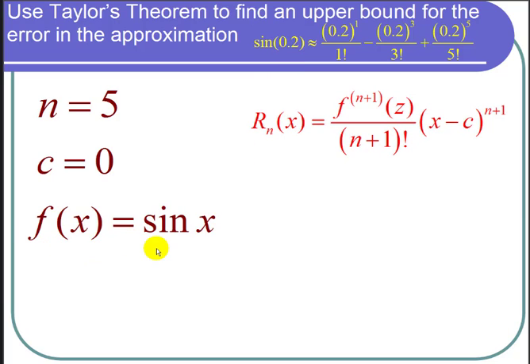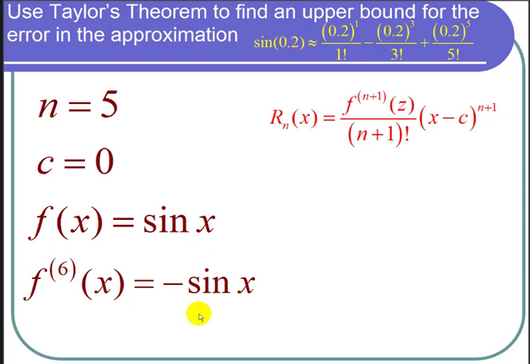The function is sine of x. So f of x equals sine of x. And we need the n plus first derivative. n is 5, so we need the sixth derivative of our function f. So the first derivative is cosine of x. The second derivative is negative the sine of x. And then we can continue taking derivatives, and I'll let you think about that and work that out. And what I got when I took the sixth derivative of f of x was negative the sine of x.